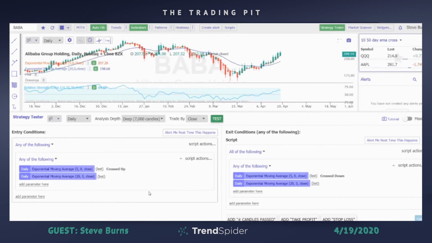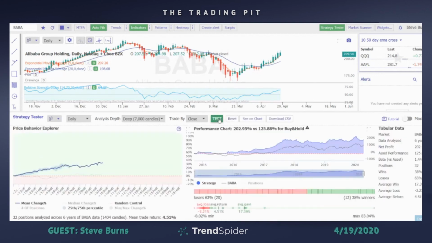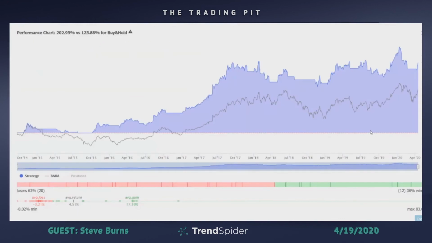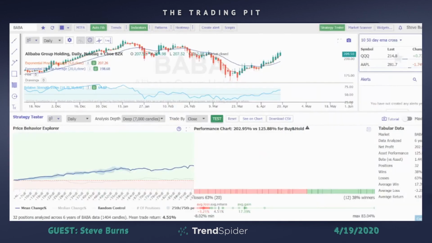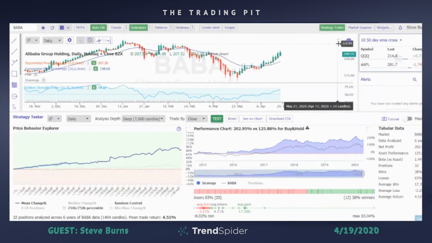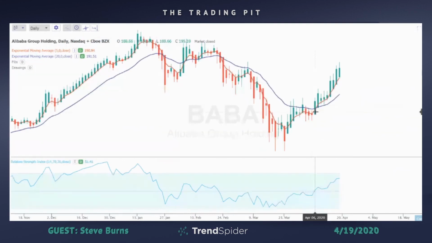Perfect. Yeah, here's the Alibaba chart with, once again, the 5-20 cross, the 5 crossing up over the 20-day moving average, as the theme of my talk today. Once again, it beat buy and hold, 202.95 versus 125.88 for buy and hold. That's not an easy feat. Most day traders and traders can't beat buy and hold for the indexes, but here's a huge equity curve difference versus that.